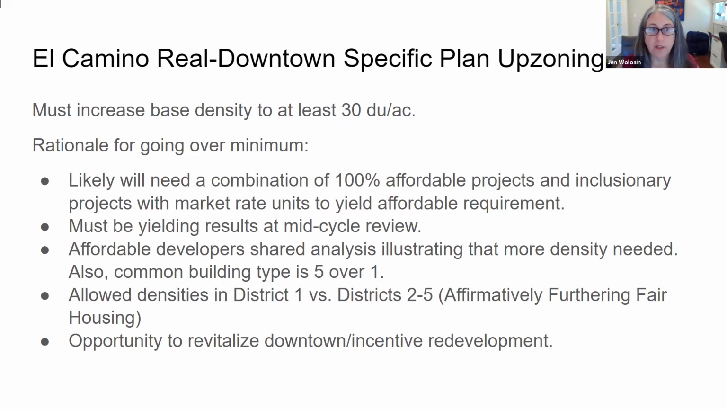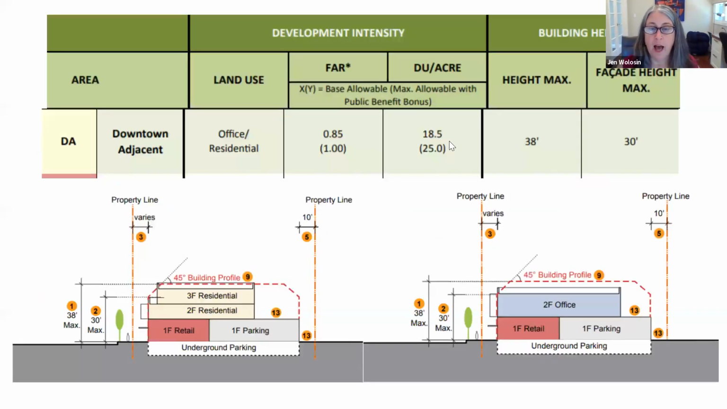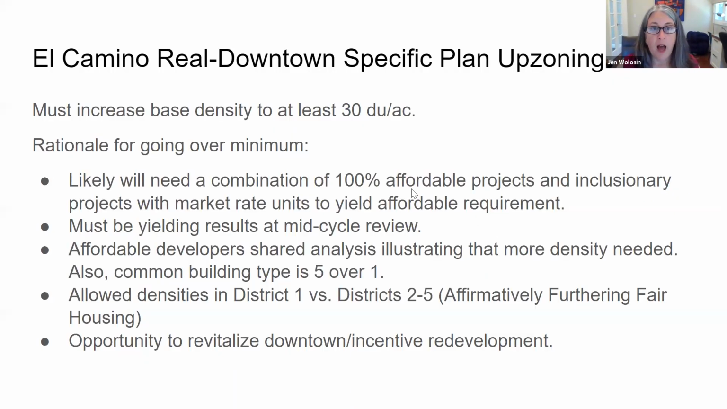And one of the first things we must do is increase the base zoning to at least 30 units an acre. And you might remember that from the downtown adjacent zoning, the density allowed was actually less than 30 units an acre. So this is an example of why we need to do what's called upzoning.